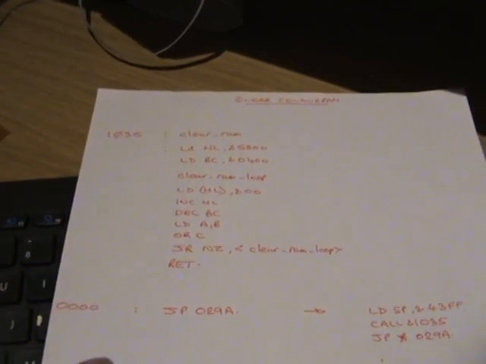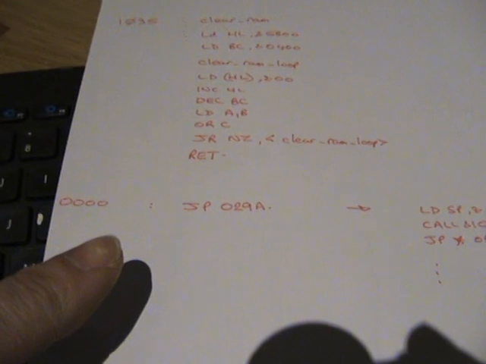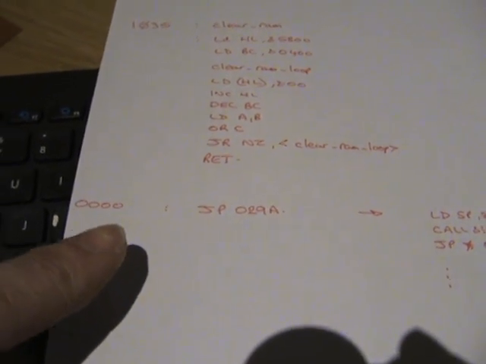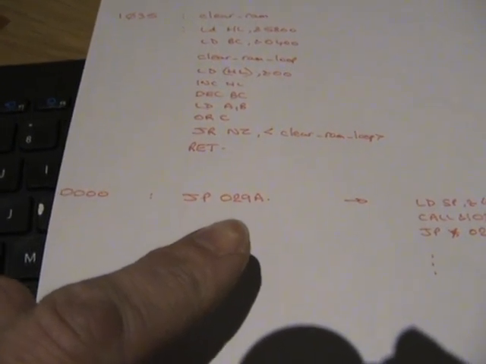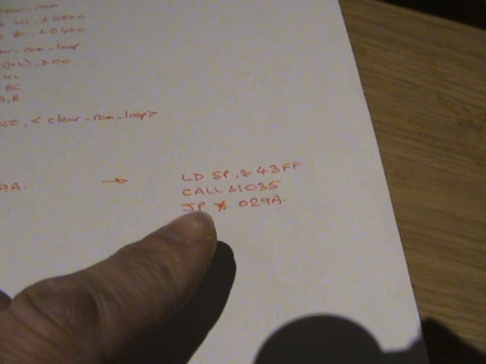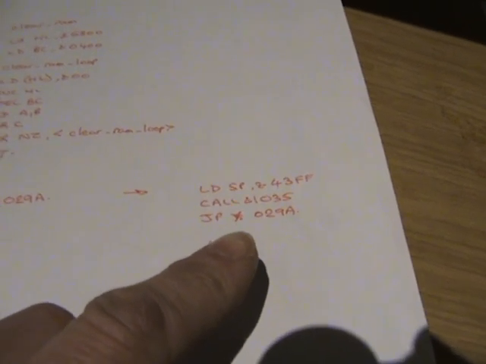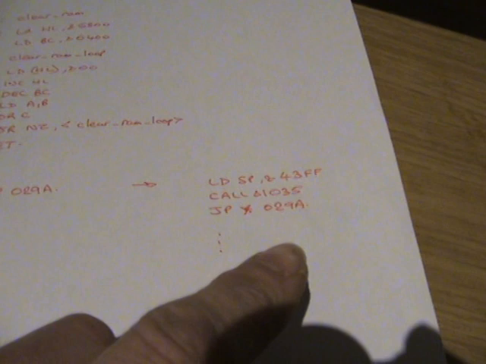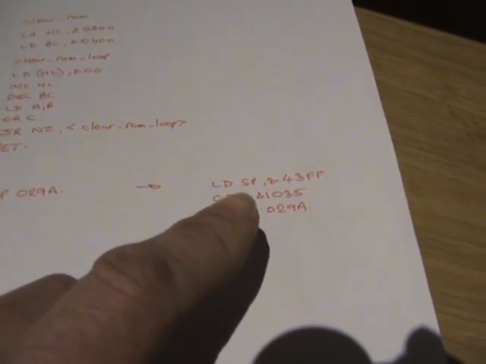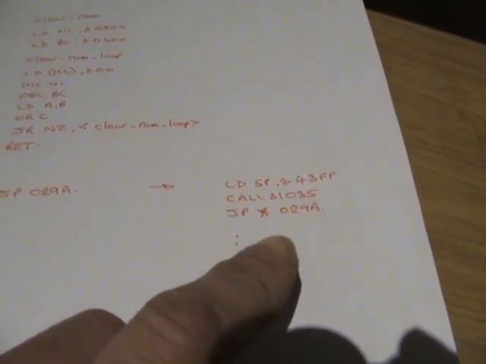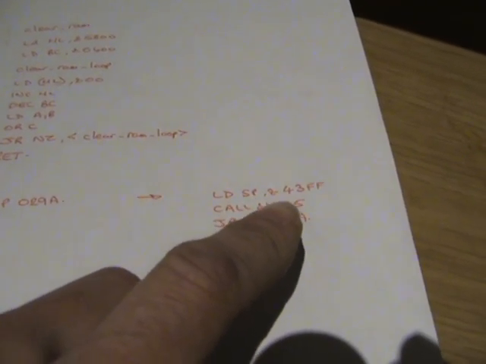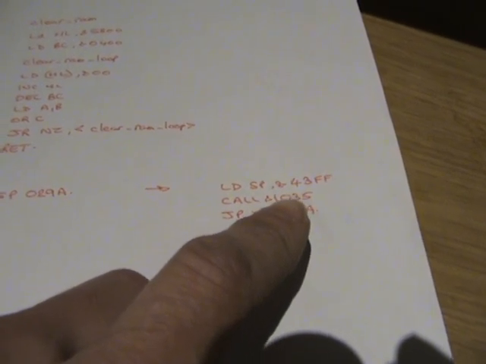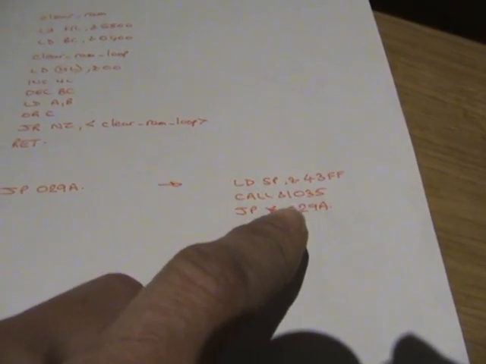So we're going to put that into it, and then we also have to change where it starts, because at address 0 it originally goes to JP 029A, but we want to put a call in there before that to call this little routine to clear the RAM first. But if we put a call in, we're also going to have to set up a stack pointer, otherwise it will not return to the same point. And I'm going to set the stack pointer to 43FF, which is the top of the Galaxian RAM, so it's well away from anything else.